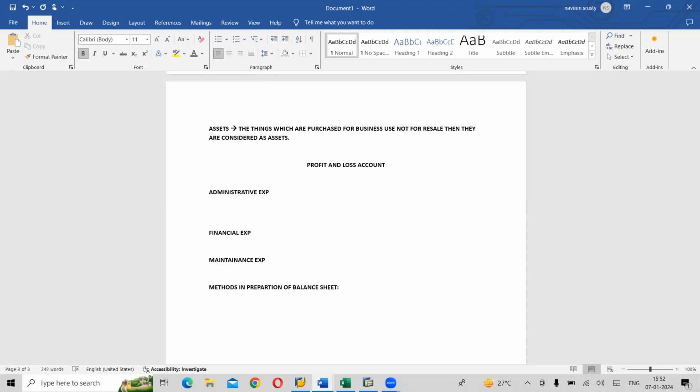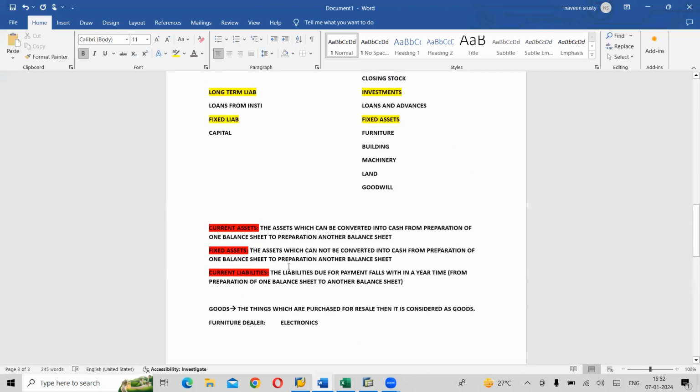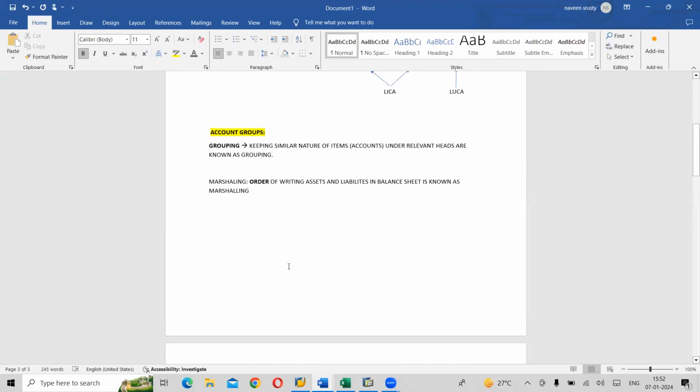Okay, there are two methods. Now you know what marshalling means, right? What do you mean by marshalling? Did we discuss it? Grouping similar nature, marshalling. Marshalling is nothing but the order of writing assets and liabilities, or in the P&L account and balance sheet, what order we are following. So there are two types of orders.